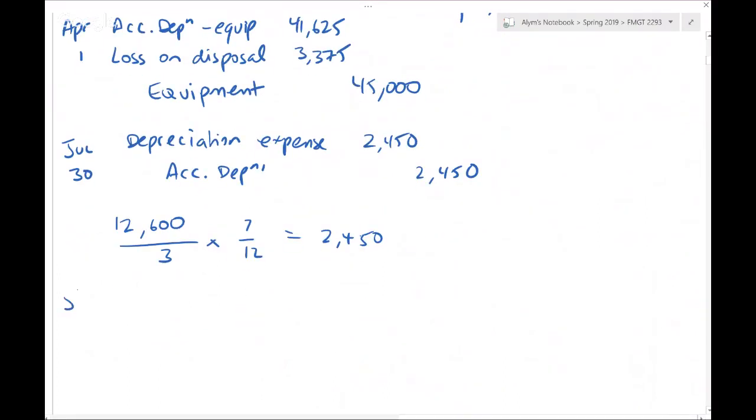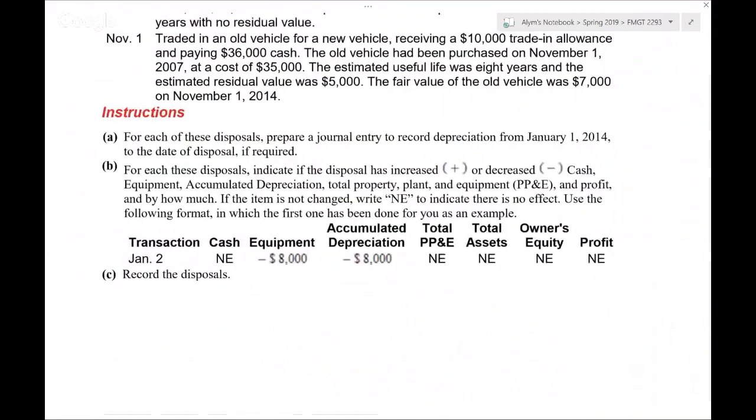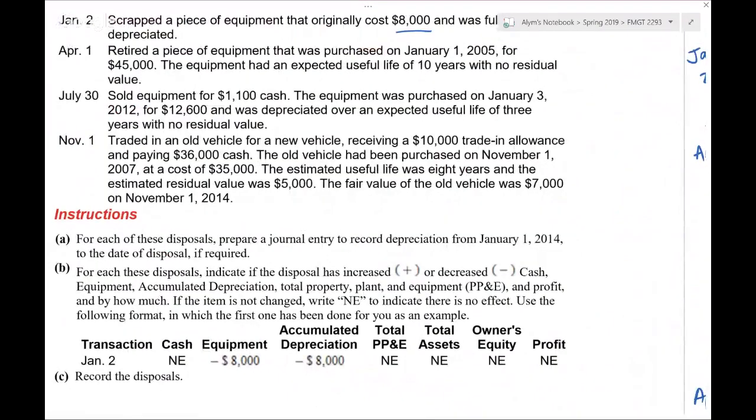And now also on July 30th, we're going to get rid of this asset. And it says we sold it for $1,100 in cash, right? On July 30th, we sold equipment for $1,100 in cash. It was purchased on January 3rd. It was depreciated over an expected useful life of 3 years with no residual value. Okay, so let's try to figure out the accumulated depreciation. Again, I'll give you guys a couple of minutes to do that.